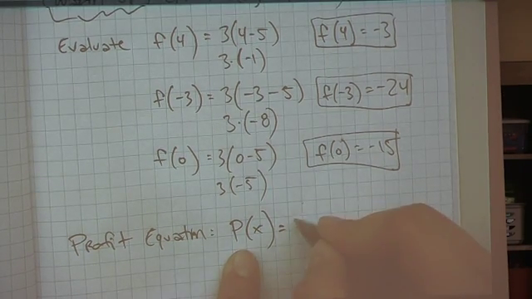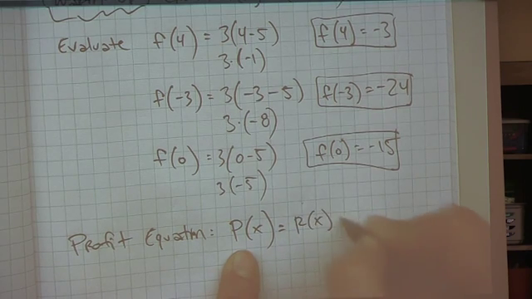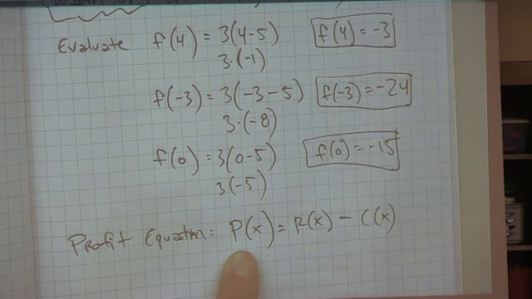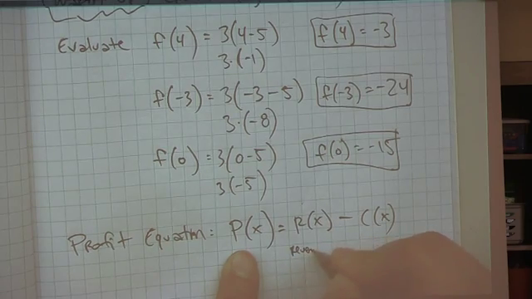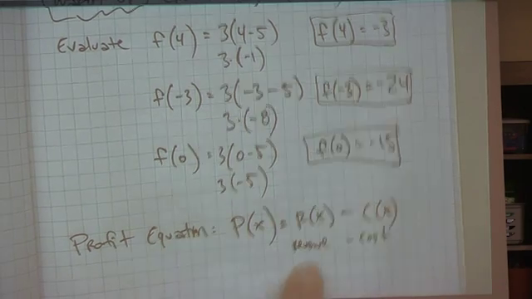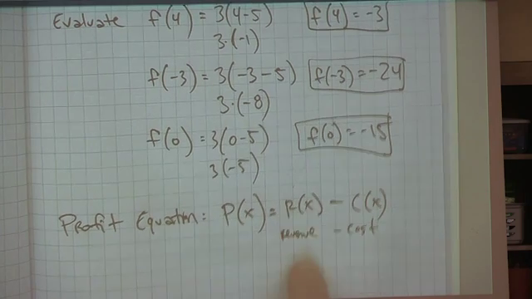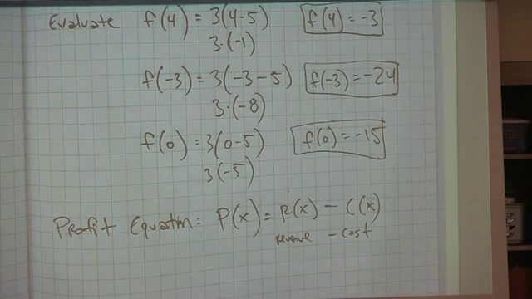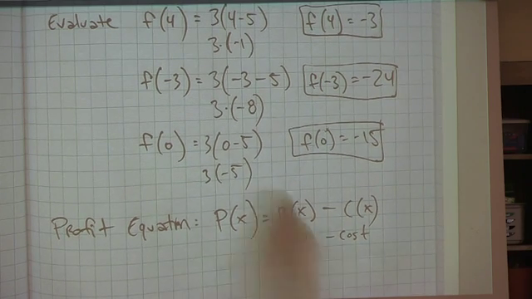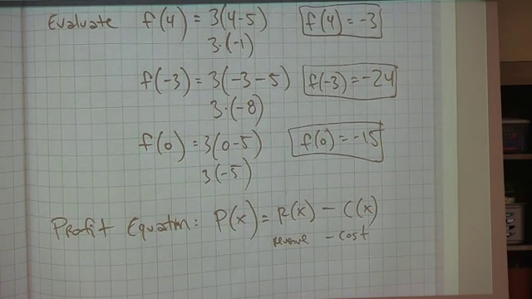Your profit is whatever revenue you make minus your cost. So our profit is how much we make minus how much it costs us, right? So P of x, and we'll look at some stuff looking at P of x as our profit as well.